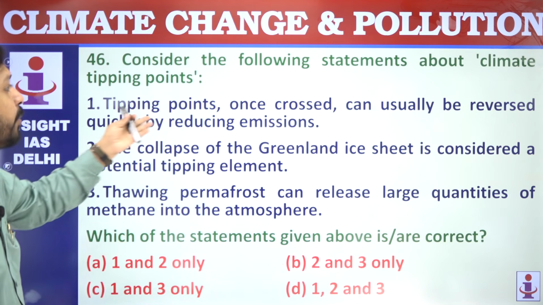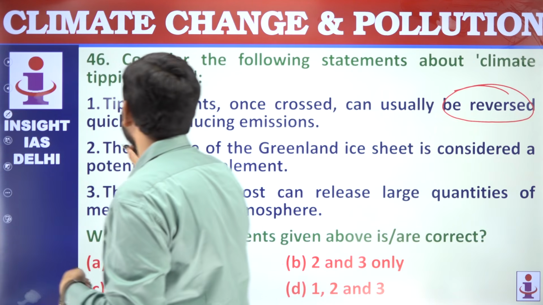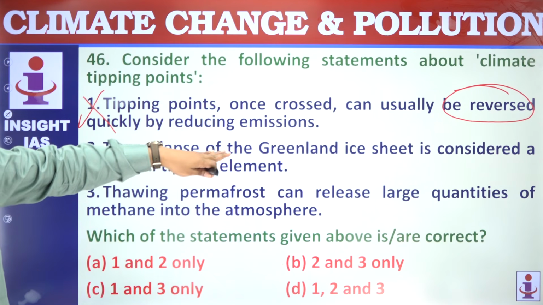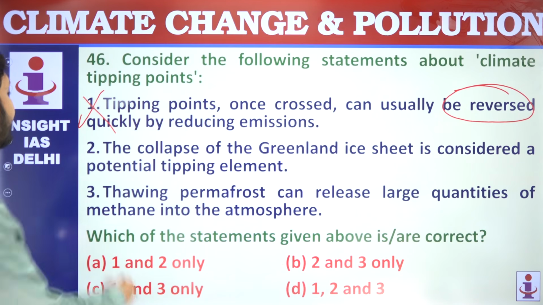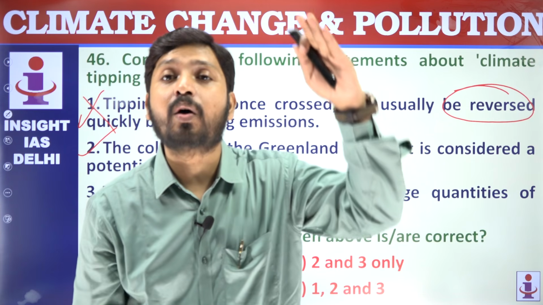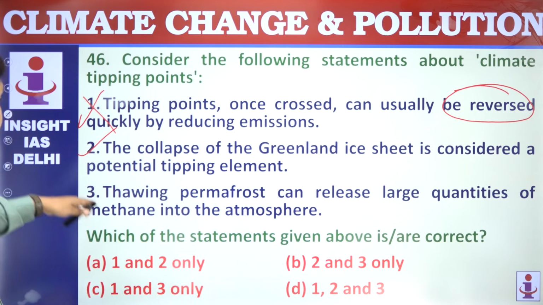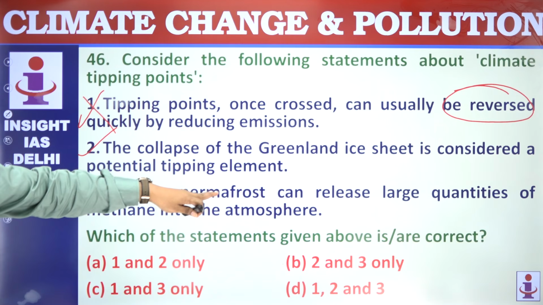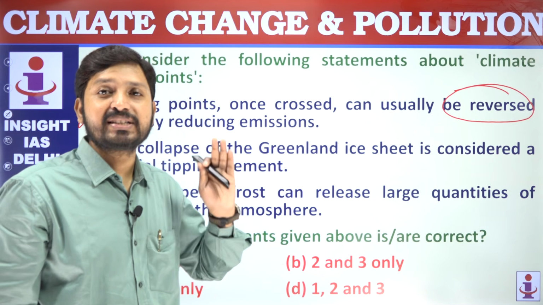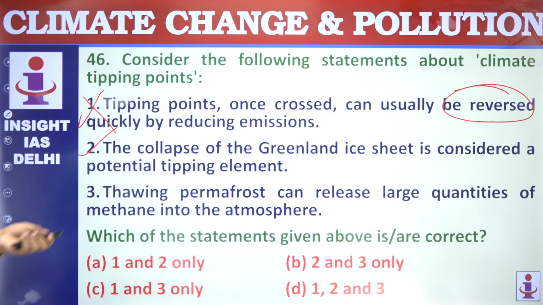Okay, let's see. Tipping points once crossed can usually be reversed quickly. No, they are not that easily reversed by reducing emissions. The collapse of the Greenland ice sheet is considered a potential tipping element. Yes, if the Greenland ice sheet melts, almost 7 meters of sea level rise will occur. And thawing permafrost can release large quantities of methane into the atmosphere. Along with methane, carbon dioxide stored in the permafrost will also be released because of its melting. So this is also right.